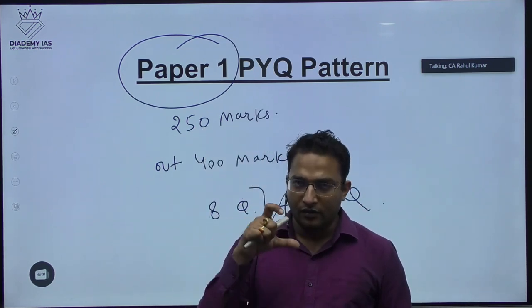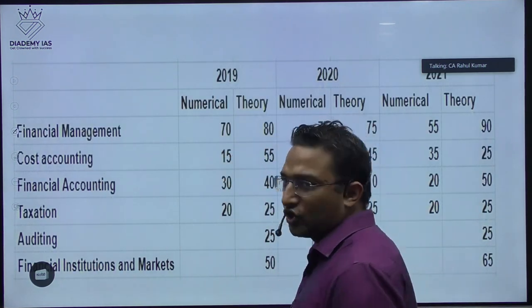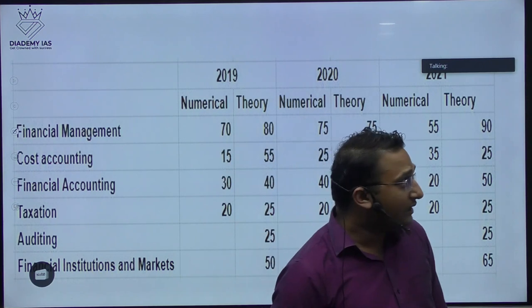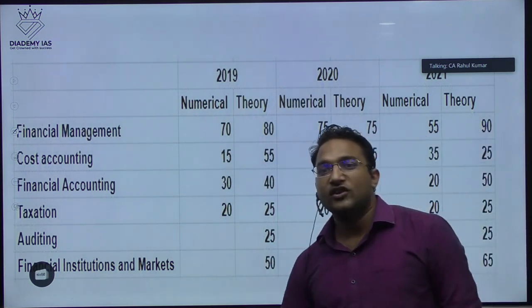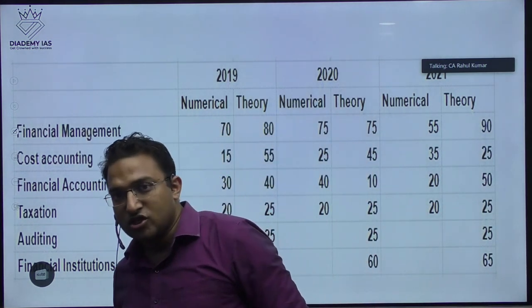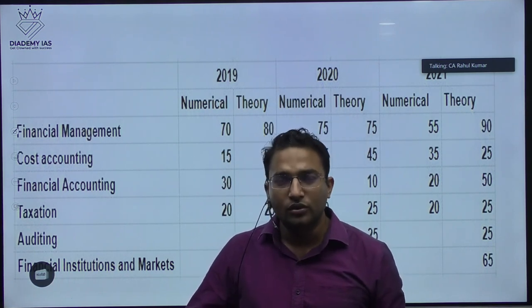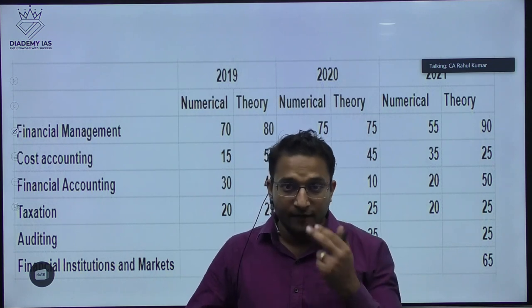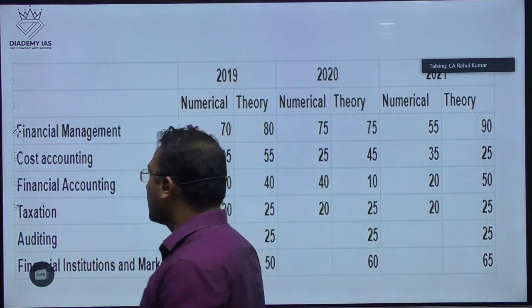Now in paper 1, we have multiple subjects, and this is a classification of various subjects over the recent 3 years. The topmost is financial management. Financial management we have already discussed. Some of you who are attending my session for the first time can request us, and we will also share with you the financial management strategy, okay? So financial management we have already shared, and today we are discussing cost accounting.